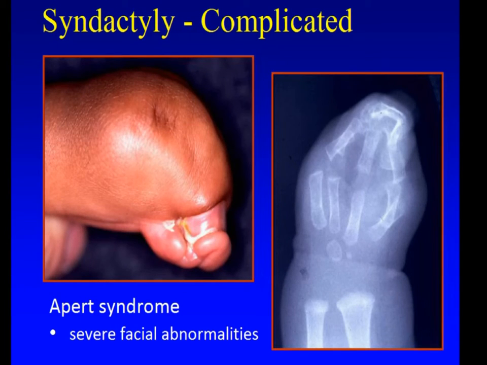Here's another example of a complicated patient. So this is Apert syndrome. Remember, they have that cranial synostosis as well. So they can have very, very complicated syndactylies of the fingertips. We sometimes refer to some of these as a rosebud deformity, where all of the fingertips are fused together. And this is not constriction band. So this is very difficult to separate.